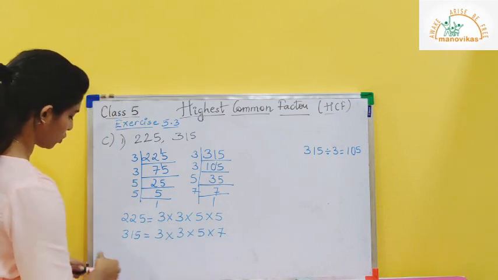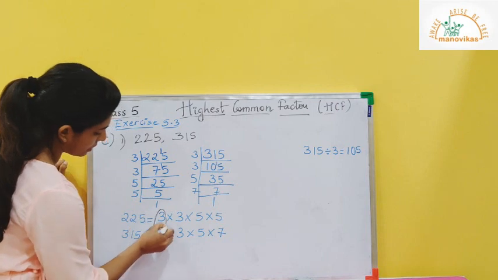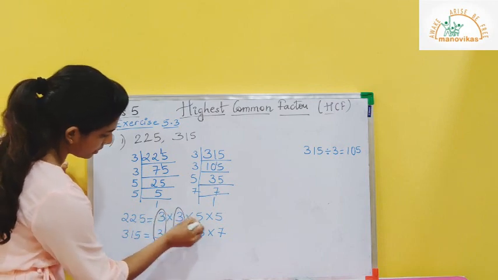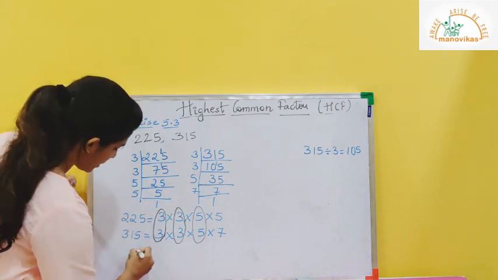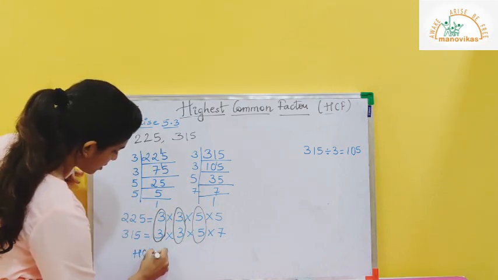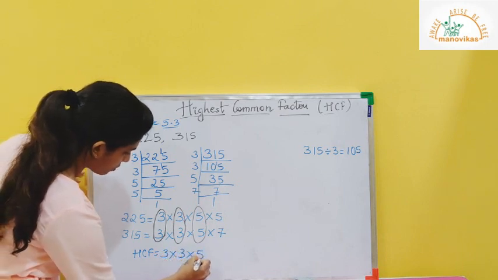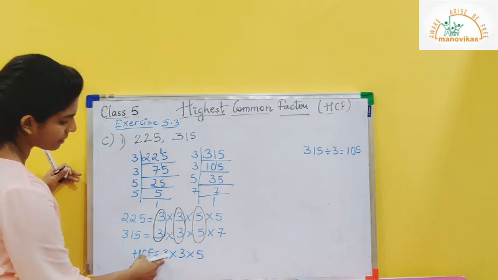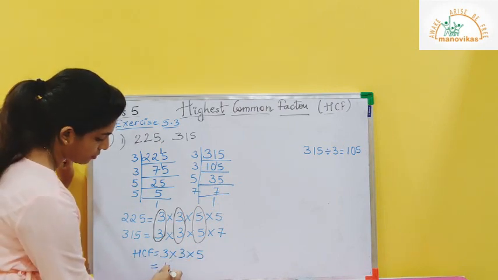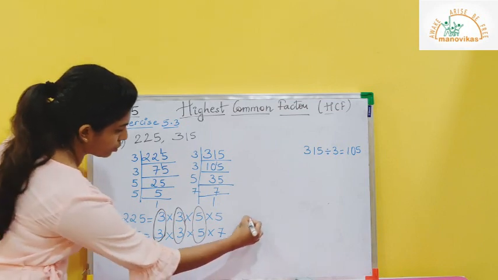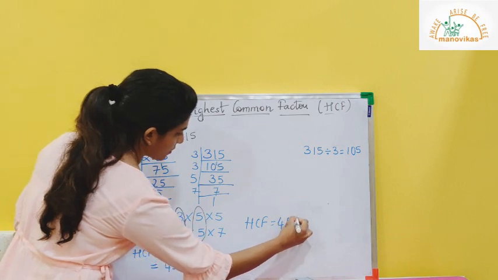Now you have to see these are the common prime factors here. 3, 3, 5. We write here HCF is equal to 3 into 3 into 5. So I get 3 into 3 is 9. 9 5s are 45. So HCF is equal to 45.